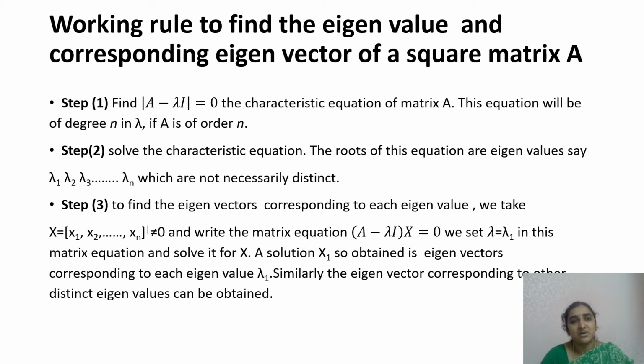Next step, solve the characteristic equation. The roots of this equation are the eigenvalues, say lambda 1, lambda 2 and so on up to lambda n, which is not necessarily distinct.